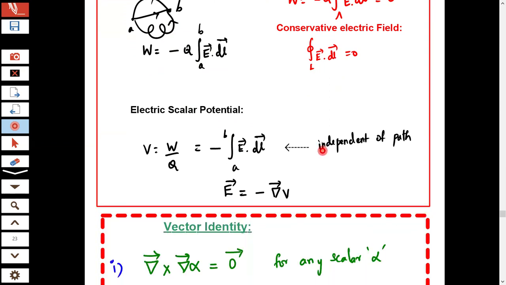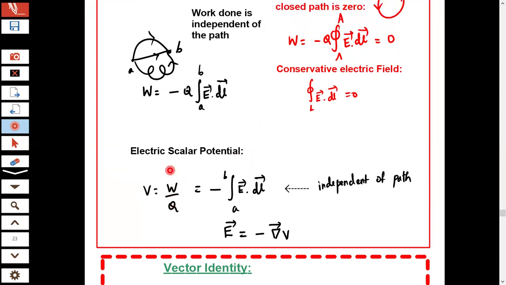And we can define electric potential from this work done as work done per unit charge, where the work done is taken from this equation. Per unit charge will give the expression for scalar potential in case of electric fields. And one important thing is that work done remains the same irrespective of the path chosen from the initial point to the final point. It can be a straight line joining the initial and final point, or it can be any curved line. The work done is independent of the path.